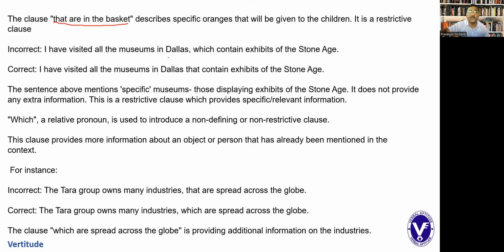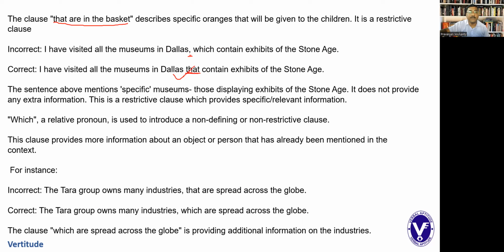I have visited all the museums in Dallas that contain exhibits of the Stone Age. Now you will say, sir, there's a comma here, but इसके बाद में कहाँ है? नहीं है ना? कौन सा म्यूजियम्स को मैं गया हूँ डलास में that contain exhibits of the Stone Age. So ये restrictive clause है. So we use that. Restrictive clause means particular one, जो डिफाइन कर रहा है उस क्लॉज को. कौन सा म्यूजियम में गया हूं, that contain exhibits of the Stone Age. That's why this sentence is correct.